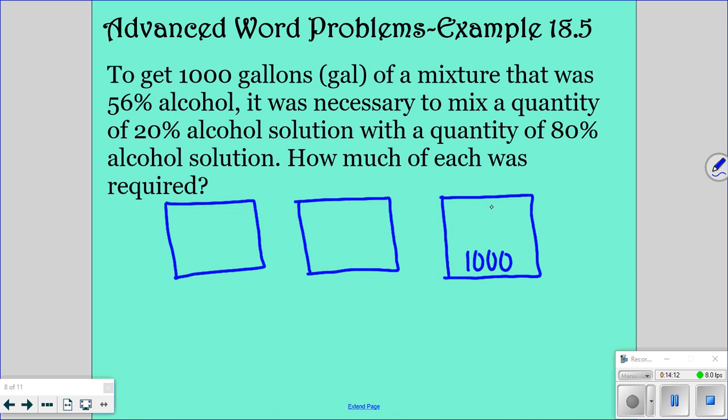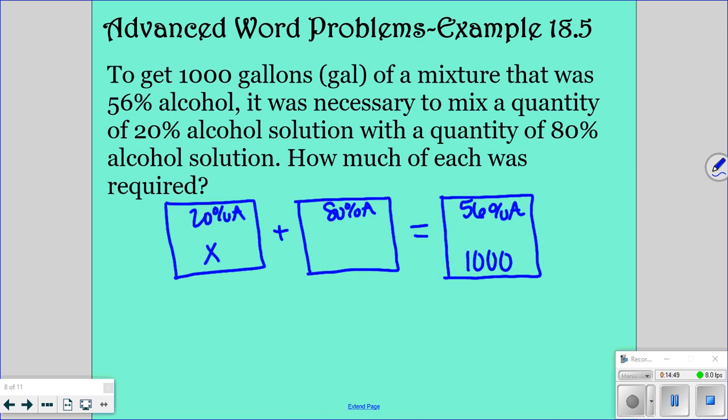And to get it that was 56% alcohol, it was necessary to mix a 20% alcohol solution with an 80% alcohol solution. And how much of each was required? So we're adding these two together to make it equal the last one. Since all 3 of these percentages are in alcohol, we don't need to find the other percentages. You just have to make sure that your percentages are all in the same thing. So if you wanted to do all in other stuff, because we don't know what else is mixed with the alcohol, then you could do that.